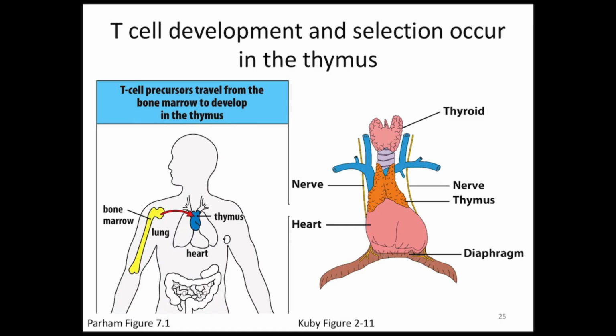So you can see the thymus here. The thymus is not the thyroid, which is up here in your neck. The thymus actually sits on top of the heart. It has two lobes, so it's kind of like this, and it really sits down on top of the heart. And so you can see the thymus here sitting right on top of the heart.